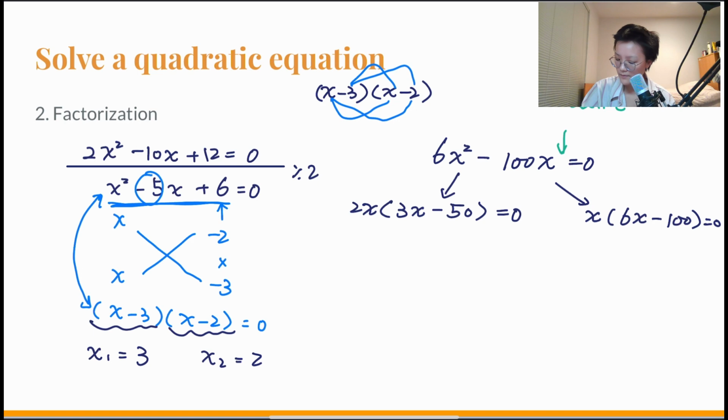Again, this is a multiplication of two terms. So if 2x equals 0, we'll have x1 equals 0.